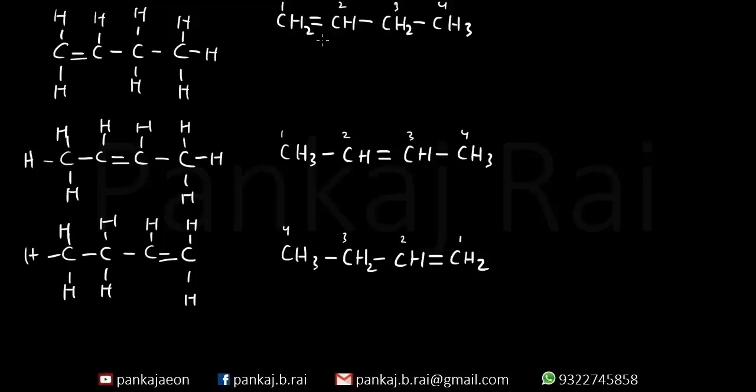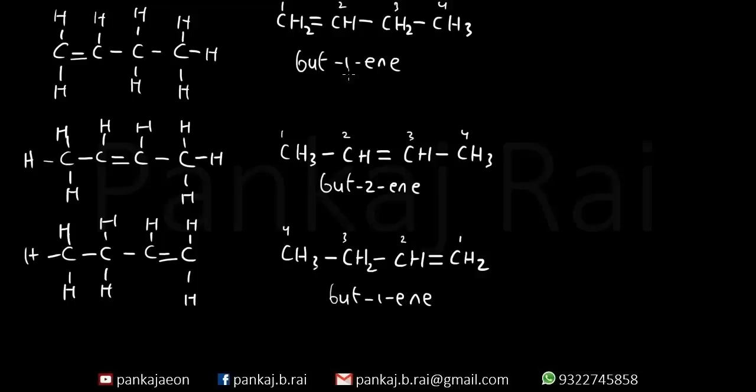Let us concentrate on this one. Here the double bond is between the first and the second carbon. So it begins from the first carbon, so it will be named as but-1-ene. This one, the double bond starts from the second carbon, so it will be named as but-2-ene. In this one, as you can see, the double bond starts from the first carbon, so it will be named as, my mistake, it will be named as but-1-ene.